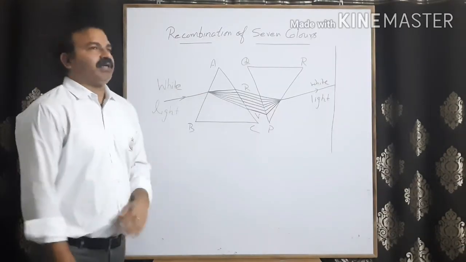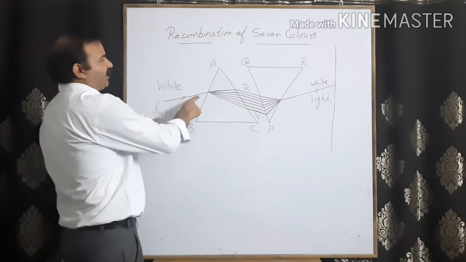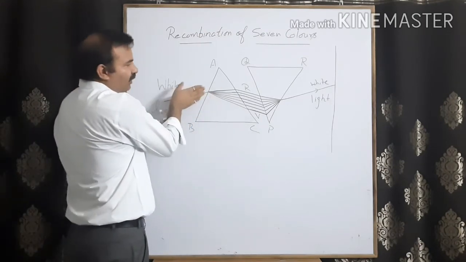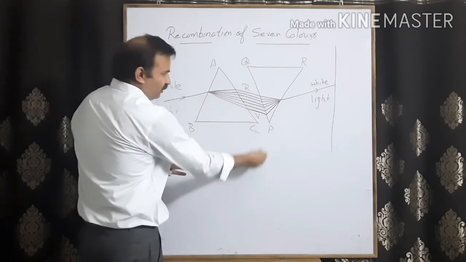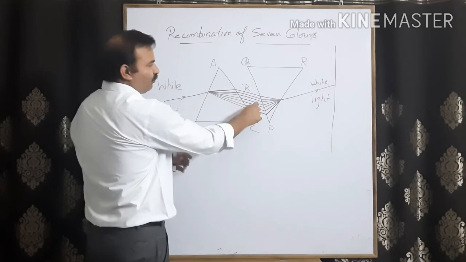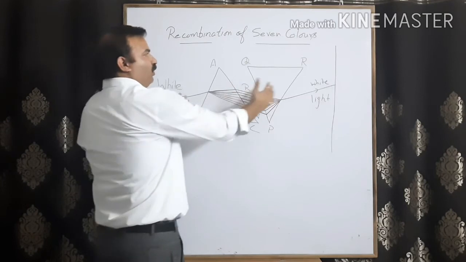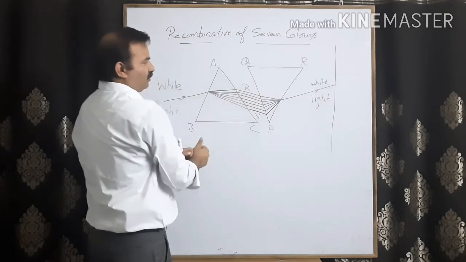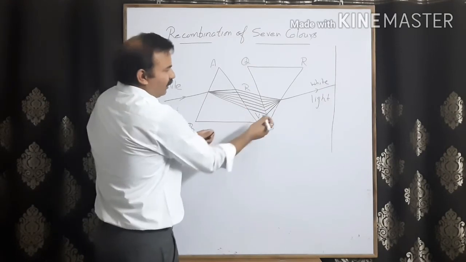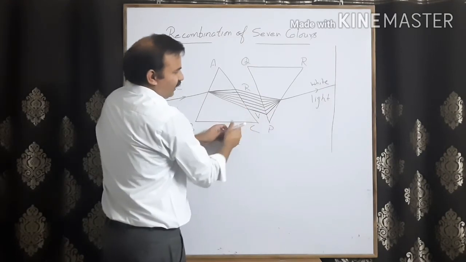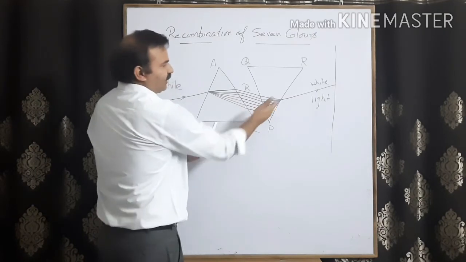Next topic is the recombination of 7 colors. Just now I taught you that when white light passes through a prism, it splits into its constituents, that is 7 colors, starting from the bottom: violet, indigo, blue, green, yellow, orange, and at the top is red. Suppose we put another prism upside down, prism PQR, upside down. What will happen? This time the rays will divert towards the other side, that is upwards.